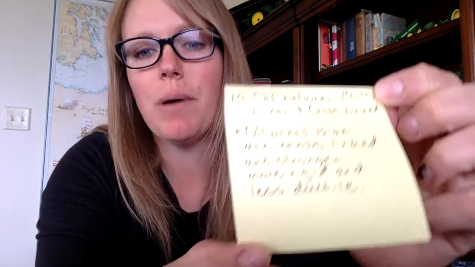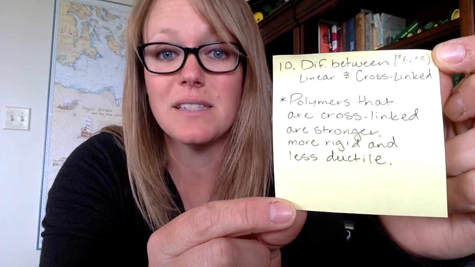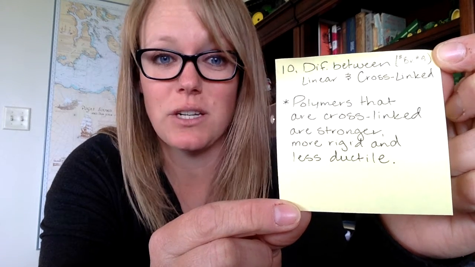So obviously, if something's cross-linked, it's going to be stronger. It's going to be more rigid. So polymers that are cross-linked are stronger. They're less ductile. That means that they're not stretchy. They hold on to each other more. So you can't stretch them out like taffy or some gummy candy, okay?